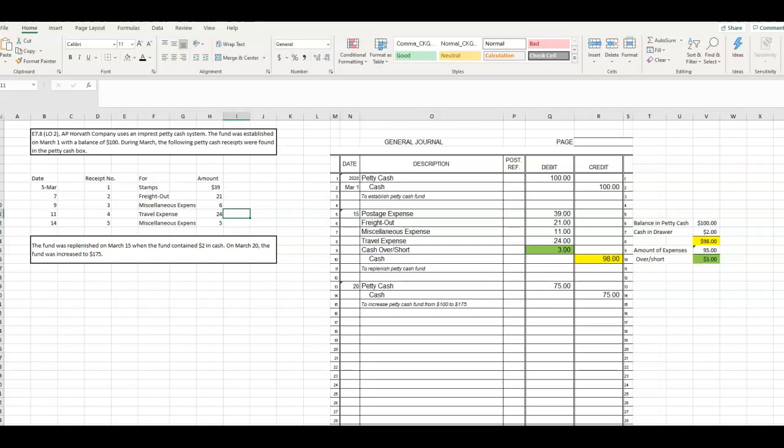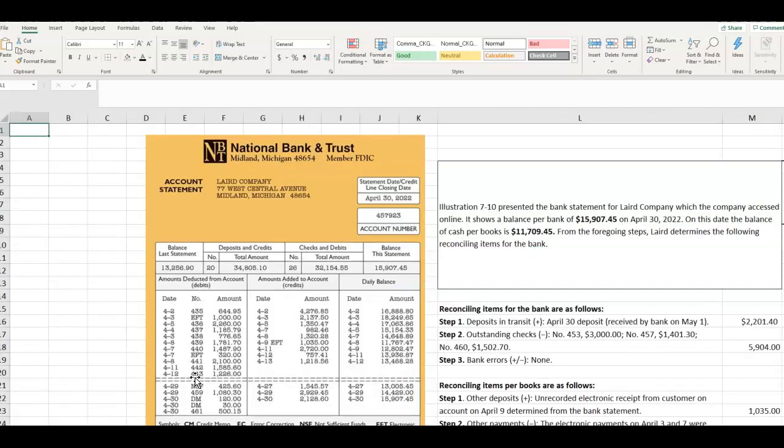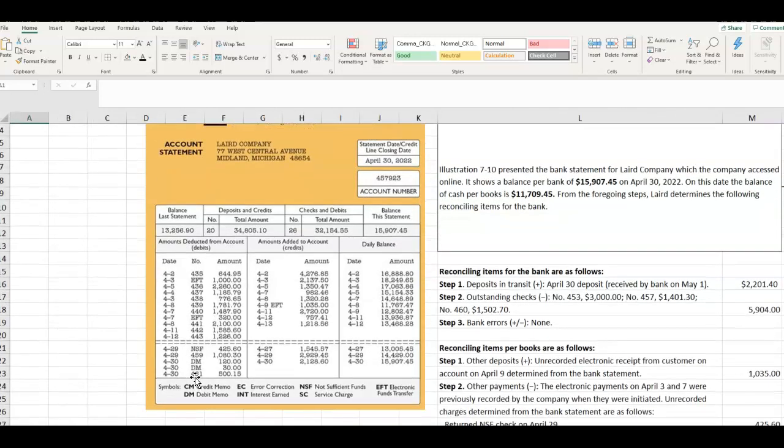Okay, we're going to look at a PowerPoint example. This is actually in the PowerPoint that you can see. This was a bank statement for Laird Company on April the 30th, 2022. It shows the date that they closed their bank statement out at the bank, account number, the last balance. This was the balance at the end of March.